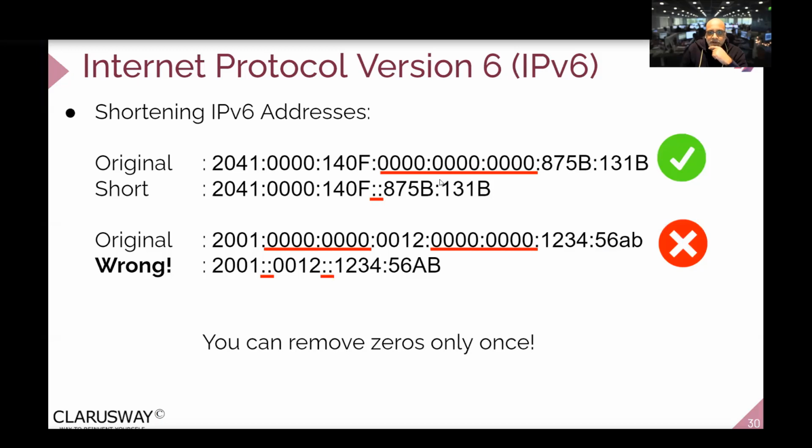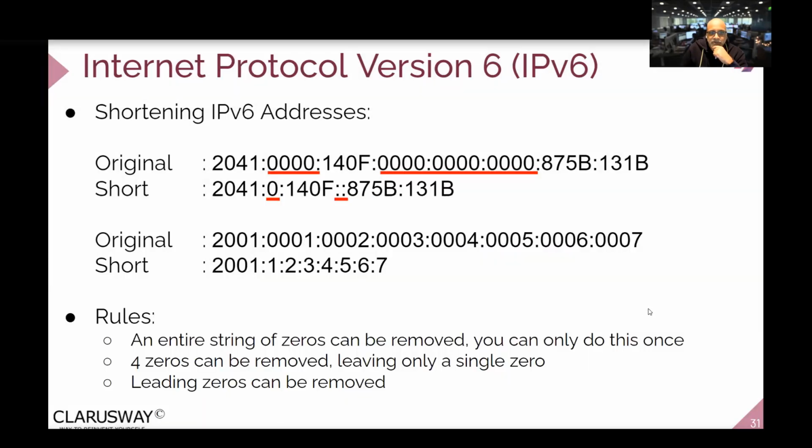And then there are ways that you can create short forms. For example, if you have a bunch of zeros, you can shorten it by just replacing them with colons, but you can't do that if you have multiple sets of zeros. You can only do it once. So there are different ways to do that. If I have multiple sets of zeros, the first set I would just make a 0, and then the other set I can remove them all and just replace it with a colon. Or I can remove leading zeros.